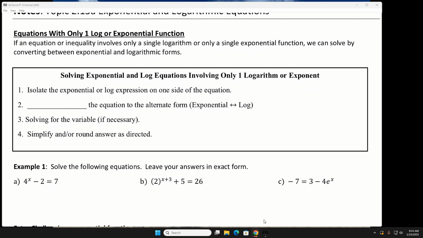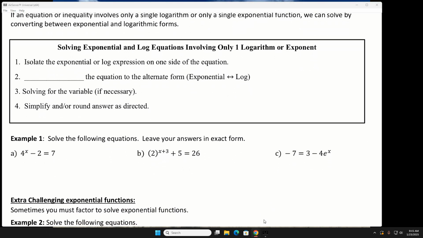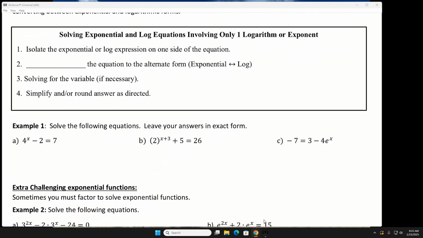So the main thing you need to be able to do today is go back and forth from exponential form to logarithmic form or logarithmic to exponential form. And so the first step is to isolate the exponential expression or logarithmic expression on one side of the equation. So that's just using algebra. It's addition or subtraction or division or multiplication. All right. The next step is to rewrite the equation in the alternate form.